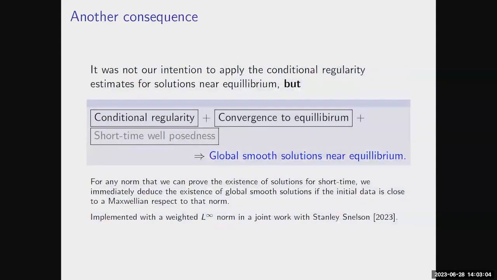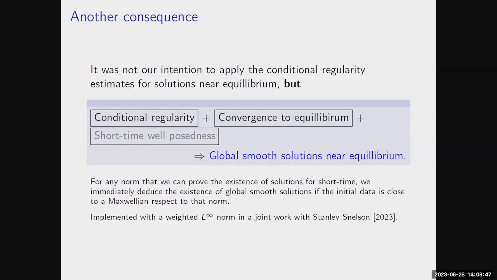Another consequence is that one can use the conditional regularity to produce global solutions if the initial data is close to equilibrium. This is all sort of an incidental finding. I never meant to be studying solutions close to equilibrium, but in a way, if you combine the conditional regularity results with the convergence to equilibrium of Desvillettes and Villani with any short-time well-posedness result, then you can deduce that if the initial data is sufficiently close to the Maxwellian, with respect to whatever norm is in the short-time well-posedness result, then you get a convergence to equilibrium.